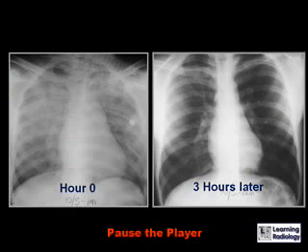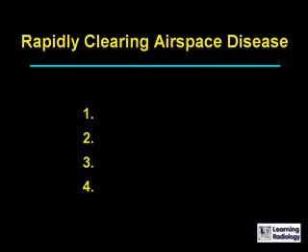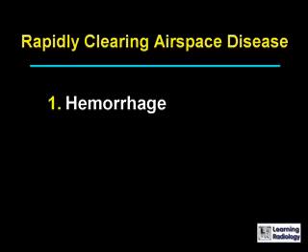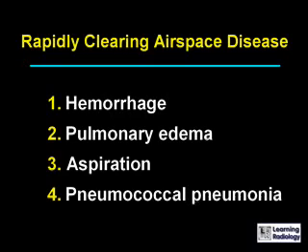This is the next differential. Pause the player. The differential is rapidly clearing airspace disease. There are four main causes. Pause the player. The four main causes of rapidly clearing airspace disease include hemorrhage, pulmonary edema, aspiration, and pneumococcal pneumonia.